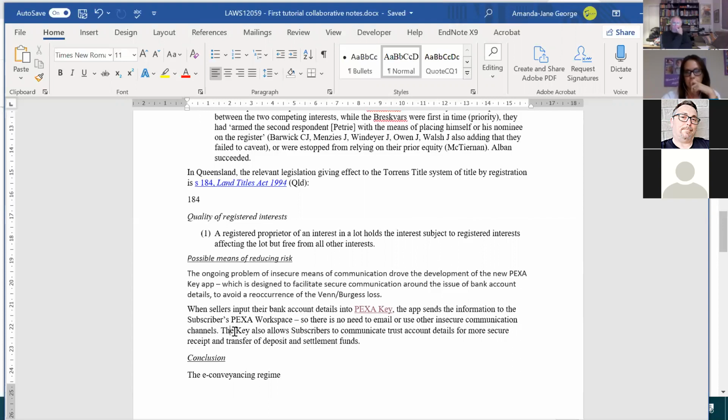But the other way that you're protected, I guess, as a buyer and seller using this regime is by virtue of the lawyers or the conveyancers insurance fund. So, I guess you're not completely bereft of remedy if things go awry like they did in the Venn case.